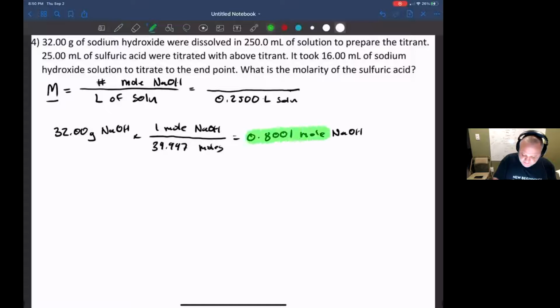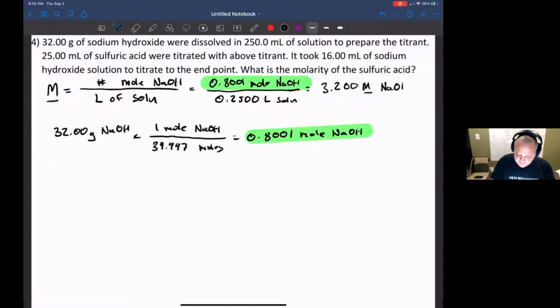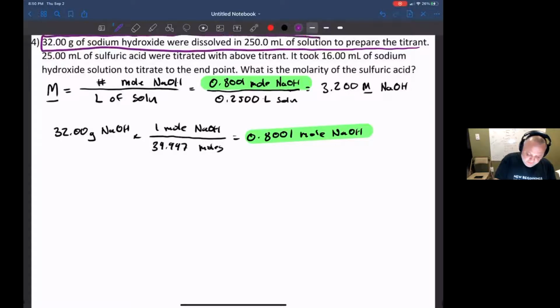And so I can take this and put it here in the numerator and do the calculation. 0.8001 mole of sodium hydroxide divided by 0.2500, and I get 3.200 molar sodium hydroxide. So now what I've done is I've taken this information and turned it into a molarity of the titrant. Now the question is essentially saying, I titrated 25 milliliters of sulfuric acid with 3.200 molar sodium hydroxide, and it took 16 milliliters of that solution to reach the endpoint of the titration. What's the molarity of the sulfuric acid?